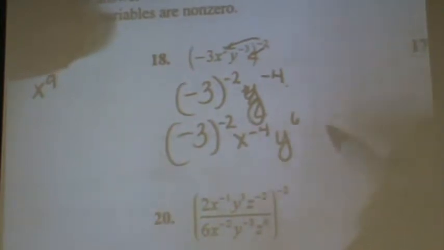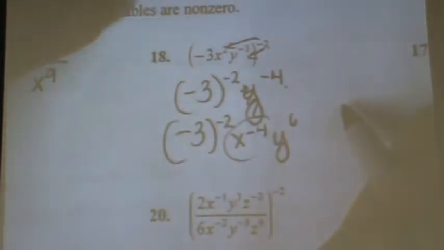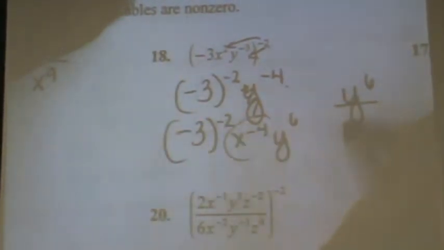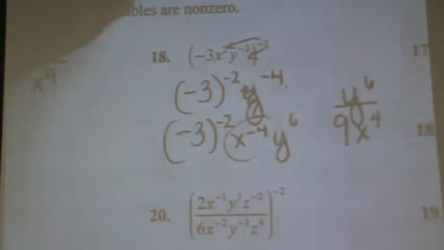Now you're going to change your negative exponents. This is going to go down, and so is that. So negative 3 squared, it's going to be y to the 6 on top, and these two would go on the bottom. 3 squared is 9, and x to the 4th goes on the bottom. Number 19.